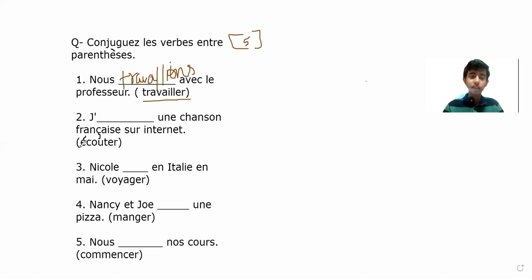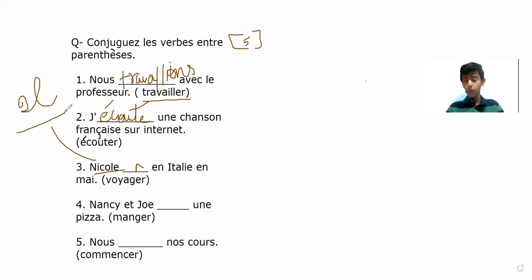Je dash une chanson française sur Internet. Écouter. What will come? Definitely with je, we always put a single E. So it becomes j'écoute une chanson française sur Internet. Nicole dash en Italie en mai. Voyager. What will it be? See, Nicole is a boy, so he will be in the il category. So now you can see it will be voyage.